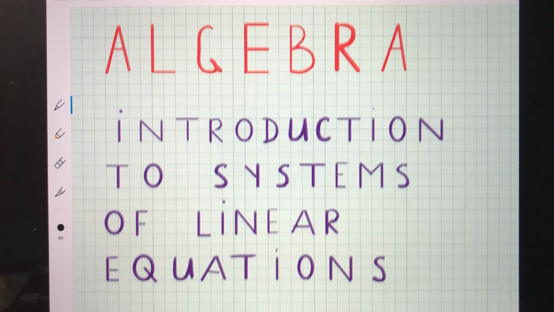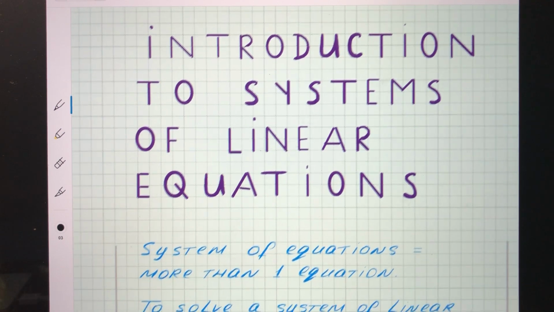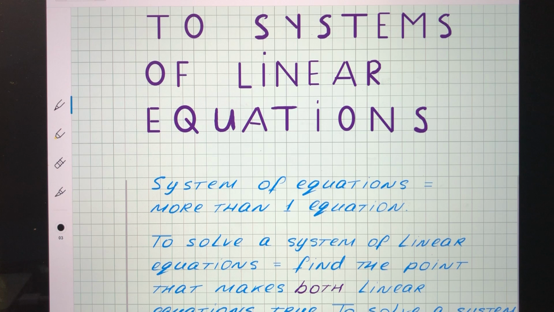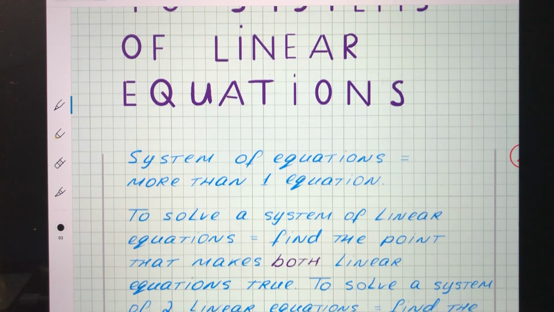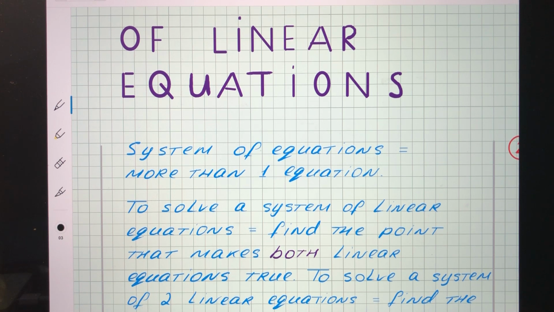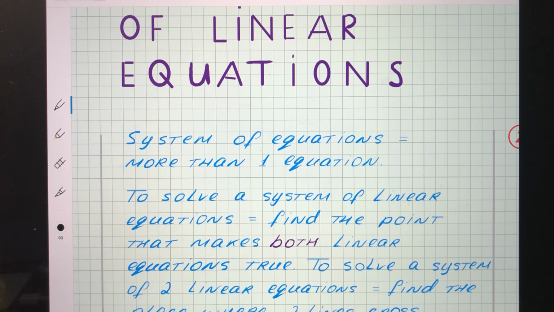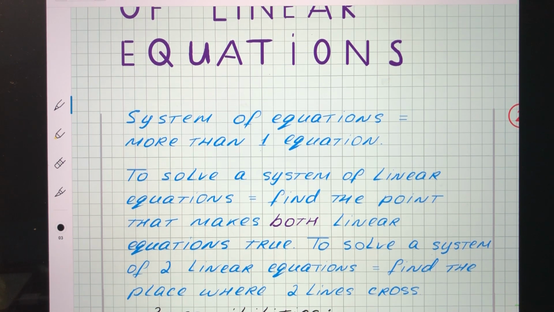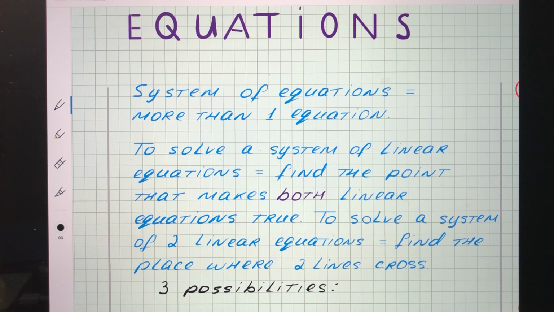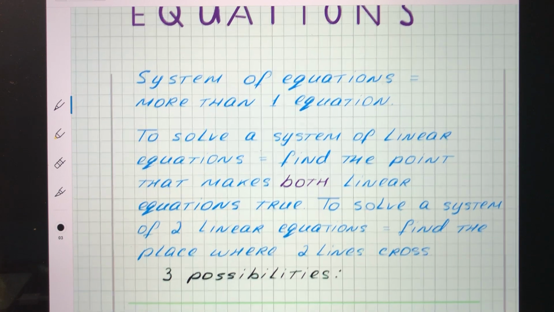When we solve a system of linear equations, that means we are solving two linear equations together, and we're looking for the place that is true for both of those equations. The place that is true for both of those equations is the place where the two lines cross. And there are three possibilities that we might run into when we solve a system of linear equations. Let's look at each one briefly.